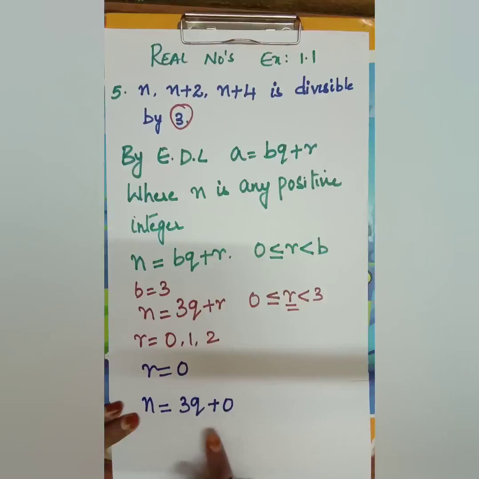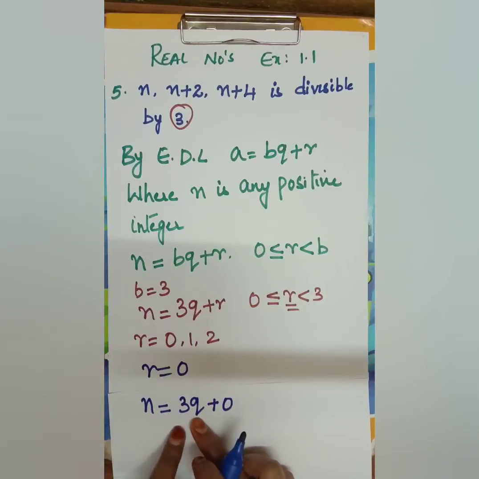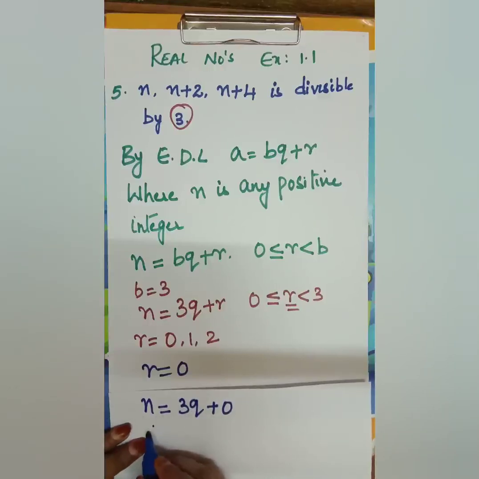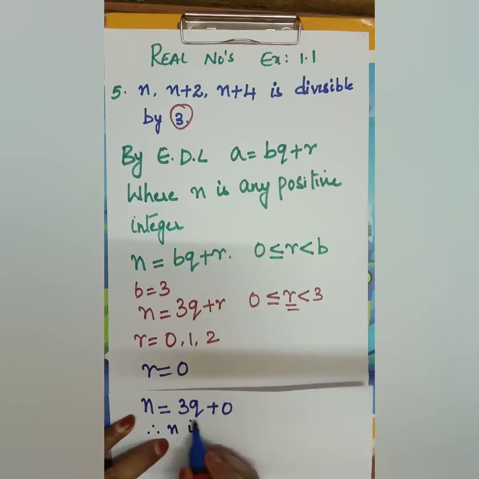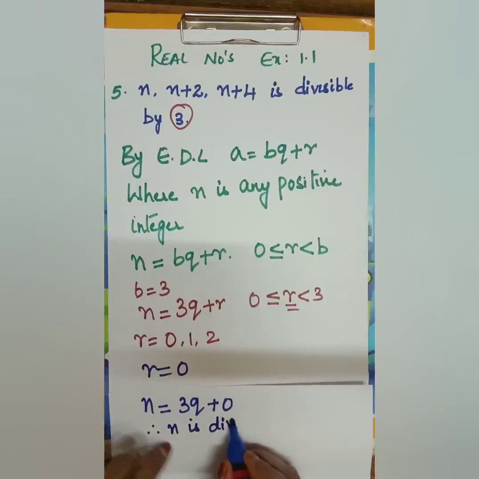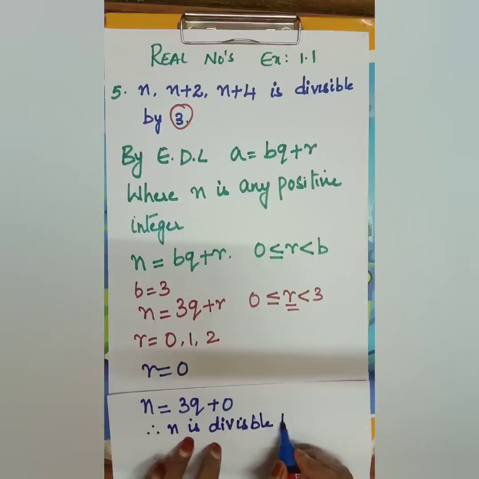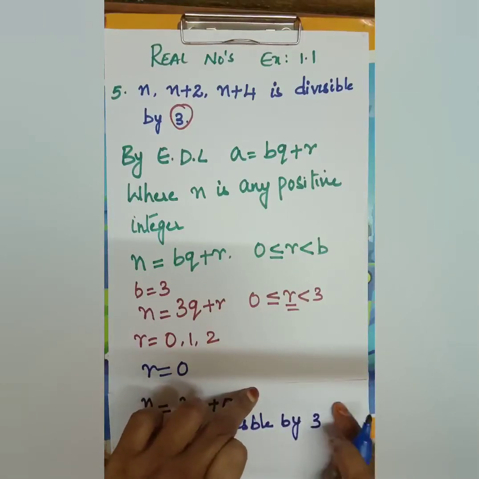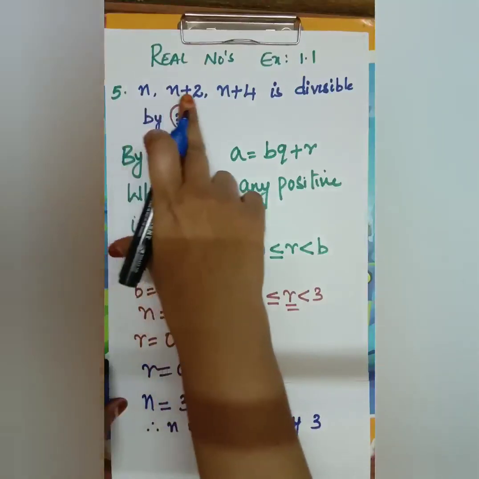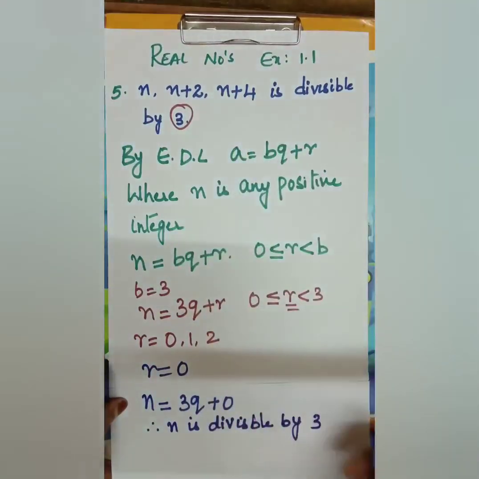Now check whether 3q is divisible by 3 or not. Substitute q as 1. 3 ones are 3, and 3 is divisible by 3. Now substitute q as 2. 3 twos are 6, and 6 is divisible by 3. Therefore, n is divisible by 3. See, out of n, n plus 2 and n plus 4, one is divisible. That is, n is divisible.